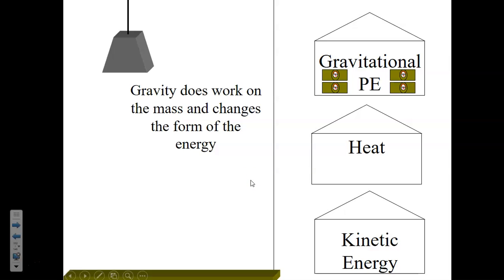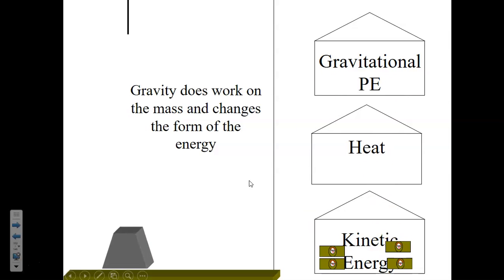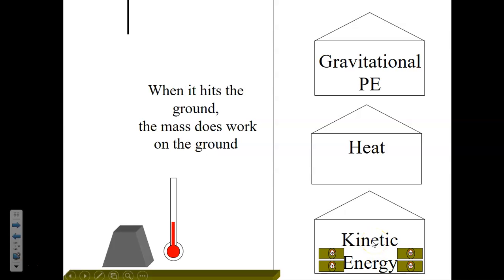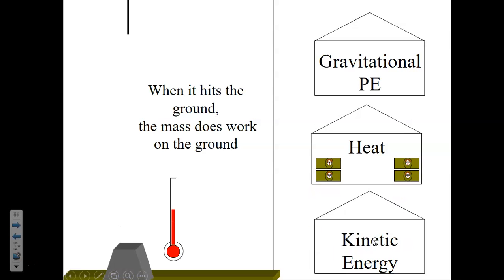When I cut the string, it's going to fall towards the ground, and that energy is going to get converted into kinetic energy. So just before it hits the ground, it's got 4 Bernabo dollars worth of kinetic energy. Then when it hits the ground with a thud, that energy gets converted into heat, and the ground gets a little bit warmer, the air gets a little bit warmer, the metal gets a little bit warmer, and so all that energy gets converted to heat.